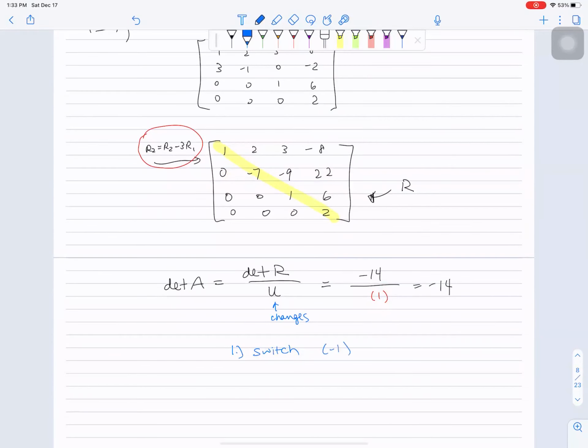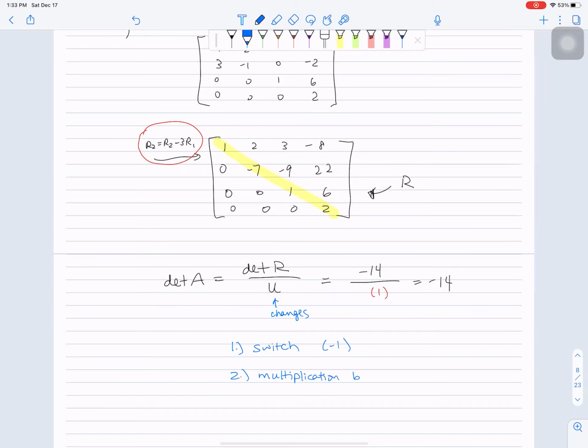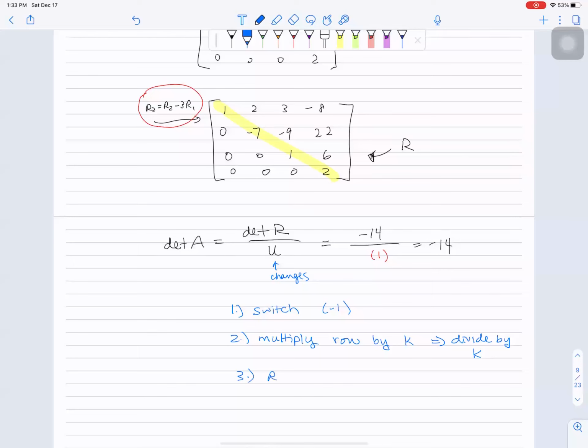If you do a multiplication by K, so if you multiply your row by K, then what you should do is divide by K. And if you just do a combination, meaning like some row number equals R1 plus something R something, then no change, or you just divide by 1.